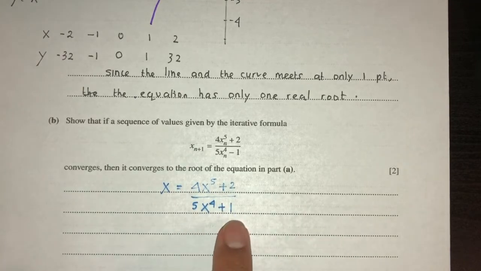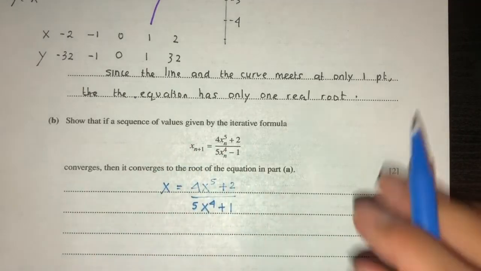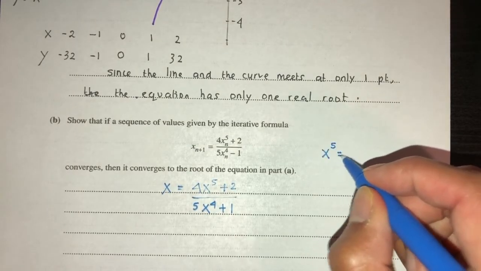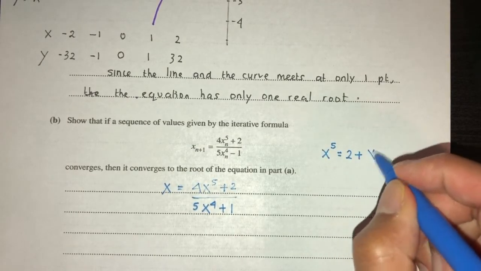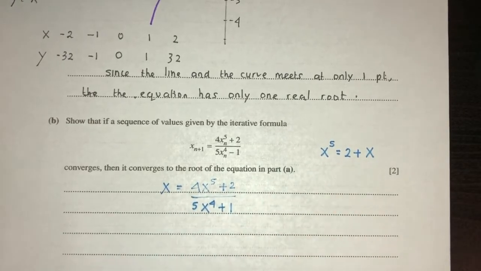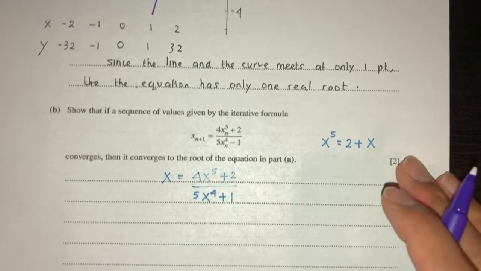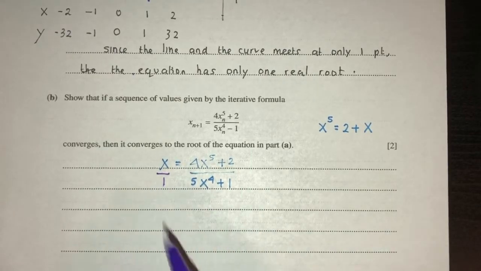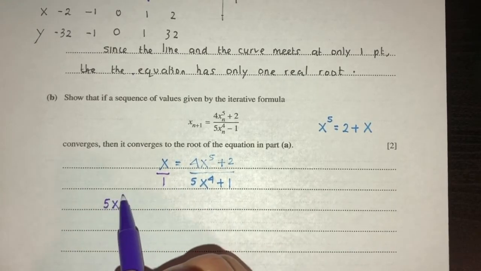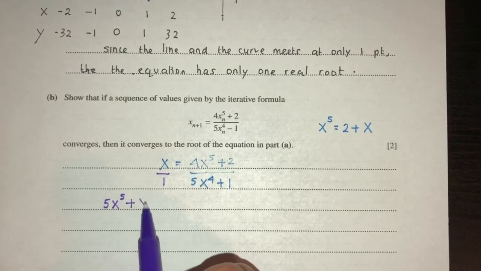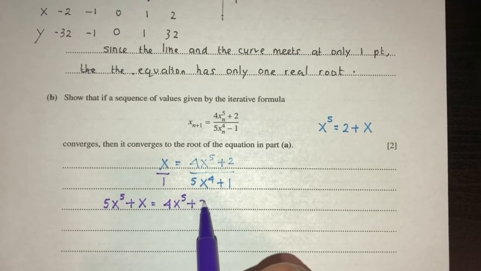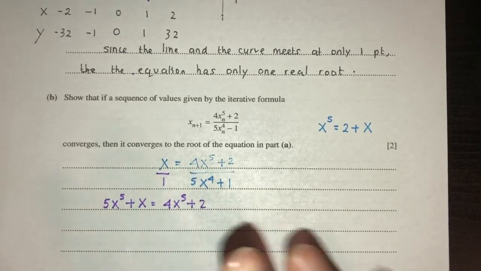So we just have to show this equation right here become the same as this one. It was given back to us from the main question. So we have to show this become this. So it's always step by step. Here, the first thing is to cross multiply. You will have 5x^5 plus x is equal to 4x^5 plus 2. So times 1, that will be the same thing, okay?